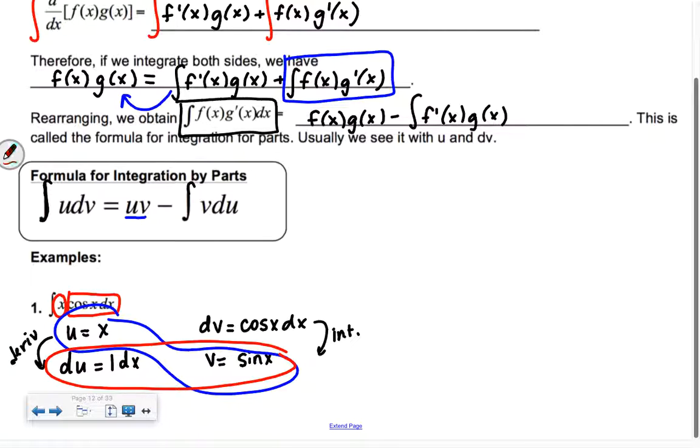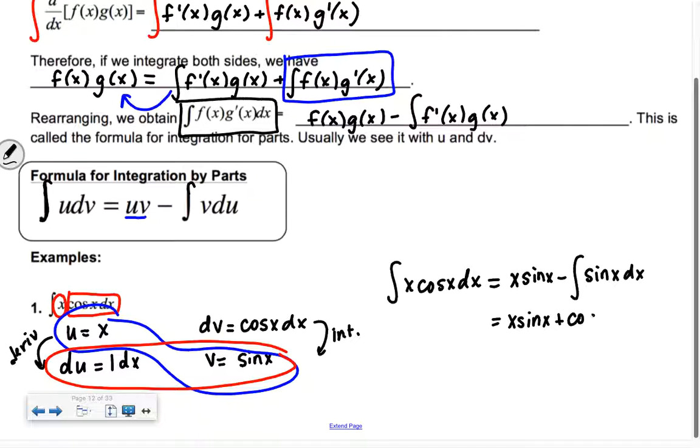Oh, that is cool. All right, so our integral of x cosine of x dx ends up being the u times v, so x sine of x, minus the integral of that bottom row, so sine of x dx. Do we know how to integrate sine of x dx? Yeah, so the derivative of sine is cosine, so the integral is negative cosine. So I'm going to have minus a negative cosine, so plus cosine of x, and then we tack on the plus c at the end. That's our answer.